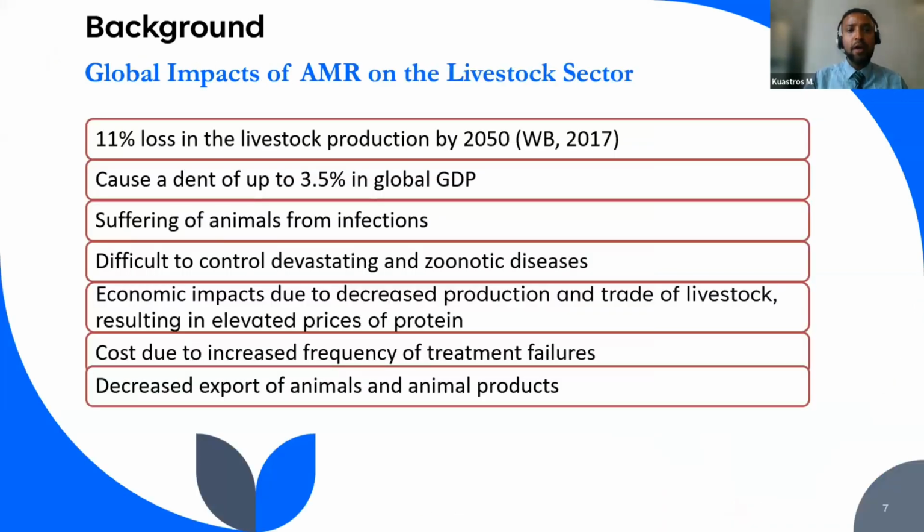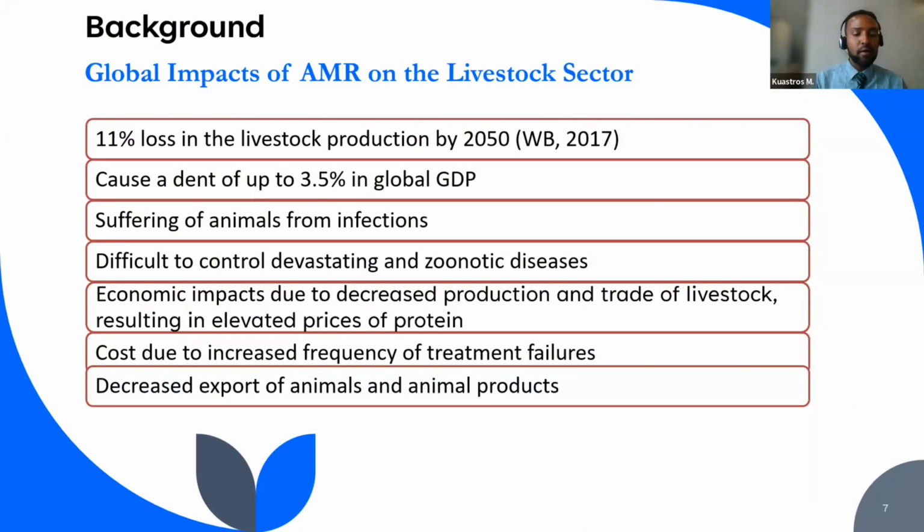And also in terms of the livestock sector, if you see the livestock sector separately from the human health sector or from the environment sector, by 2050, the World Bank estimated almost 11% loss in livestock production. This is really a lot, particularly as it affects developing countries. And also the global GDP will shrink by 3.5%. And also the antimicrobials are currently not really curing diseases in animals. So the suffering of animals, the welfare, is also severely affected.